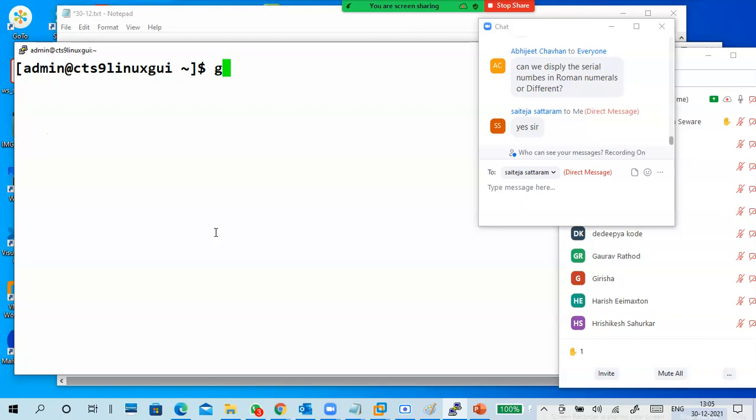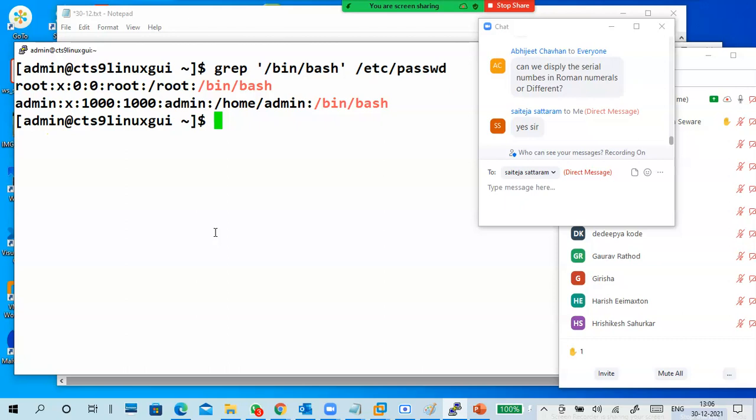See here it is. Grep slash bin slash bash slash etc slash passwd. So what will it display? If you get confused, you can put it in double quotes or single quotes. Double quotes are better. What is it displaying? Only two lines having slash bin slash bash. So you can understand that out of all accounts, only two users have bin bash, so they can log in as user accounts.